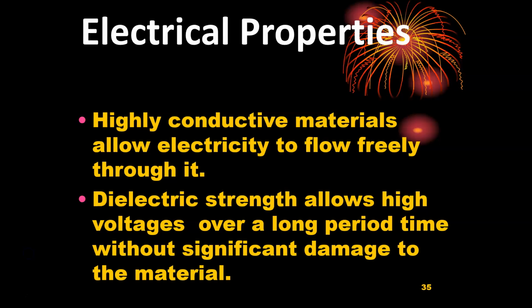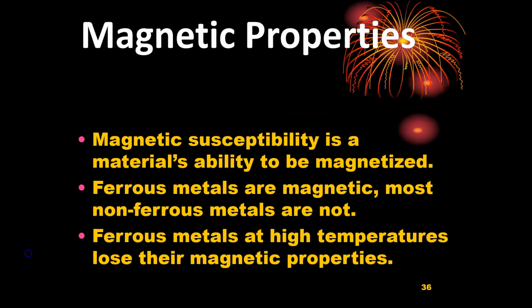Electrical properties. Highly conductive materials allow electricity to flow freely through them. Dielectric strength allows high voltages over a long period of time without significant damage to the material. Magnetic properties. Magnetic susceptibility is a material's ability to be magnetized. Ferrous metals are magnetic. Most non-ferrous metals are not. Ferrous metals at high temperatures lose their magnetic properties, and we'll talk about this as we go through steels and upper transformation temperatures and the unique properties of metals as we raise the temperatures in the materials while we're processing them.